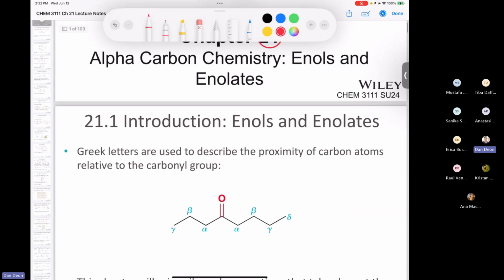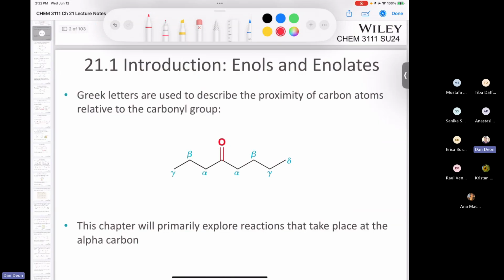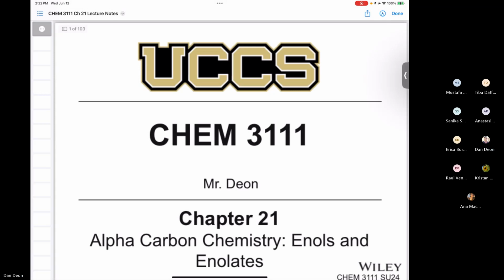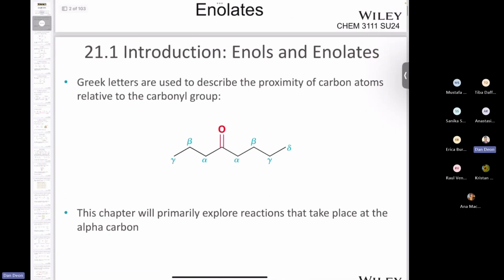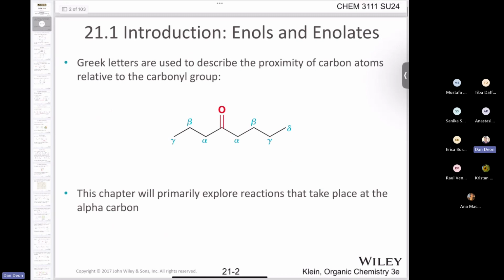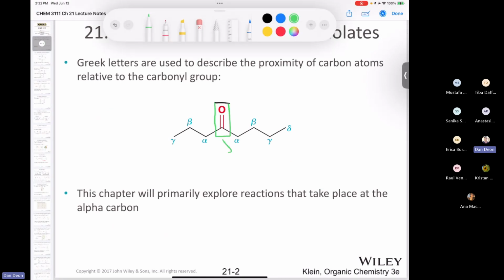versus alkyl halides. So Greek letters, we use those to describe the proximity of carbon atoms to the relative carbonyl group. You guys know that when you have a carbon with a double bond to oxygen like this, this specific part of the compound is called the carbonyl. So we'll circle it again here, carbonyl. And we find carbonyls in aldehydes and ketones. We also find them in carboxylic acids, esters, and amides, etc.